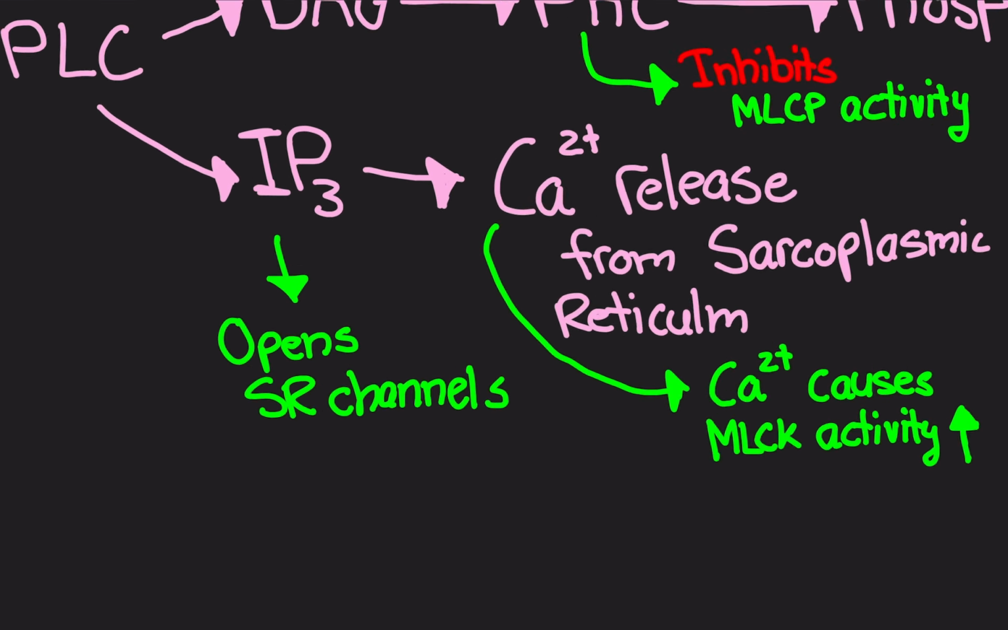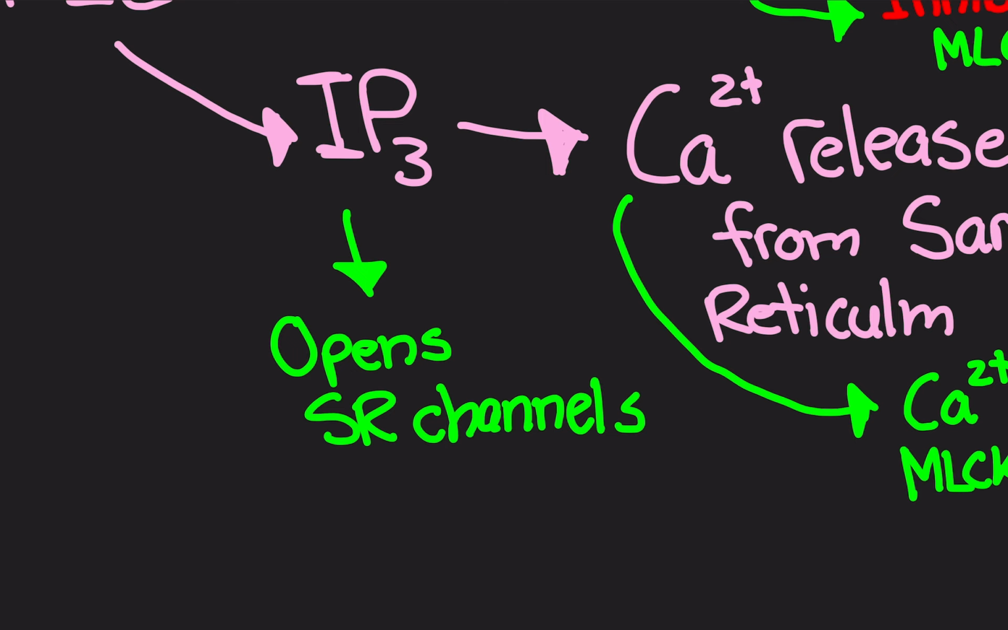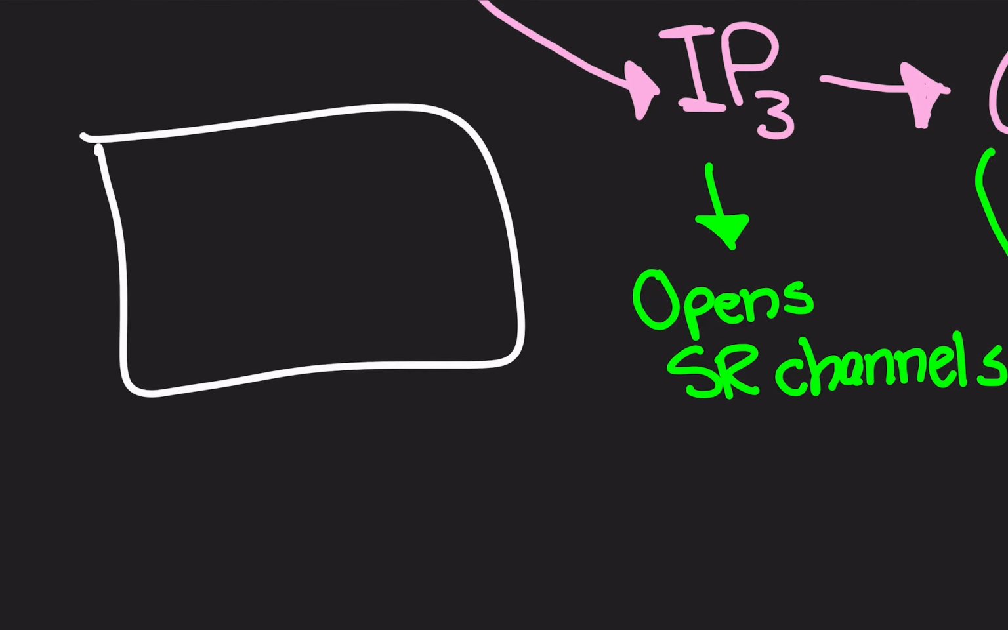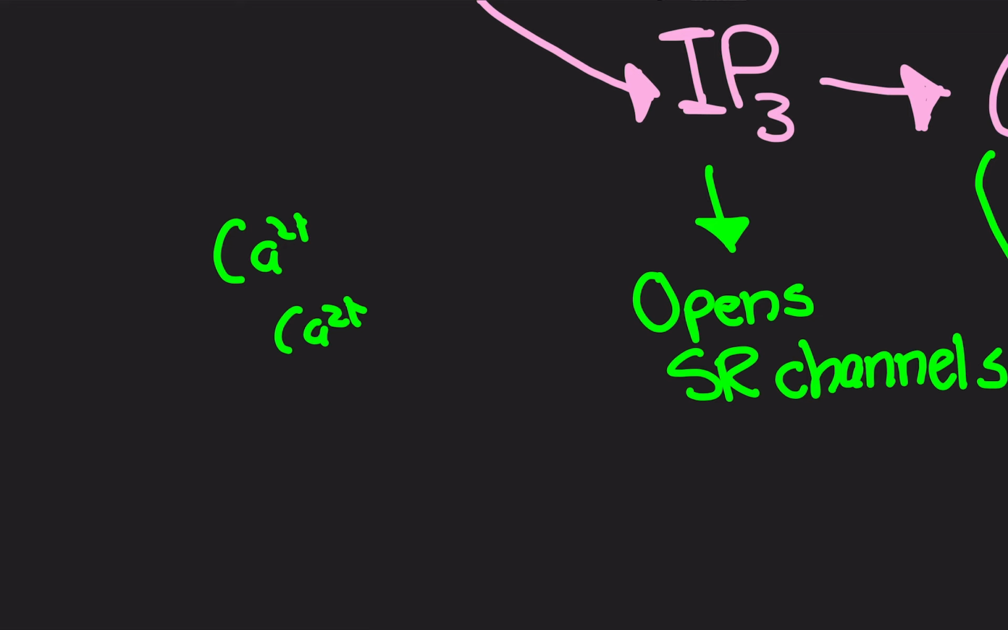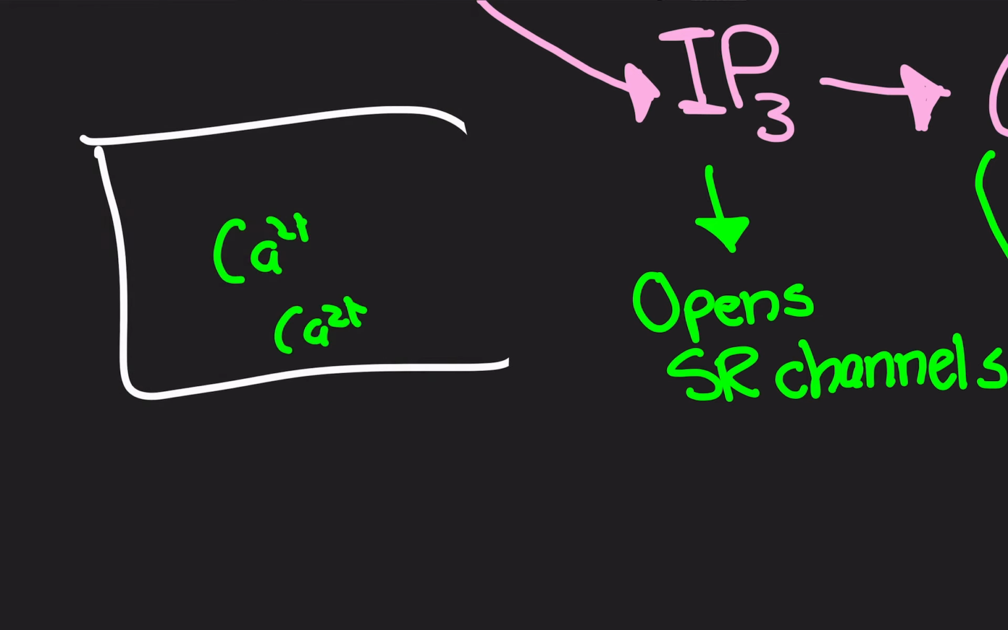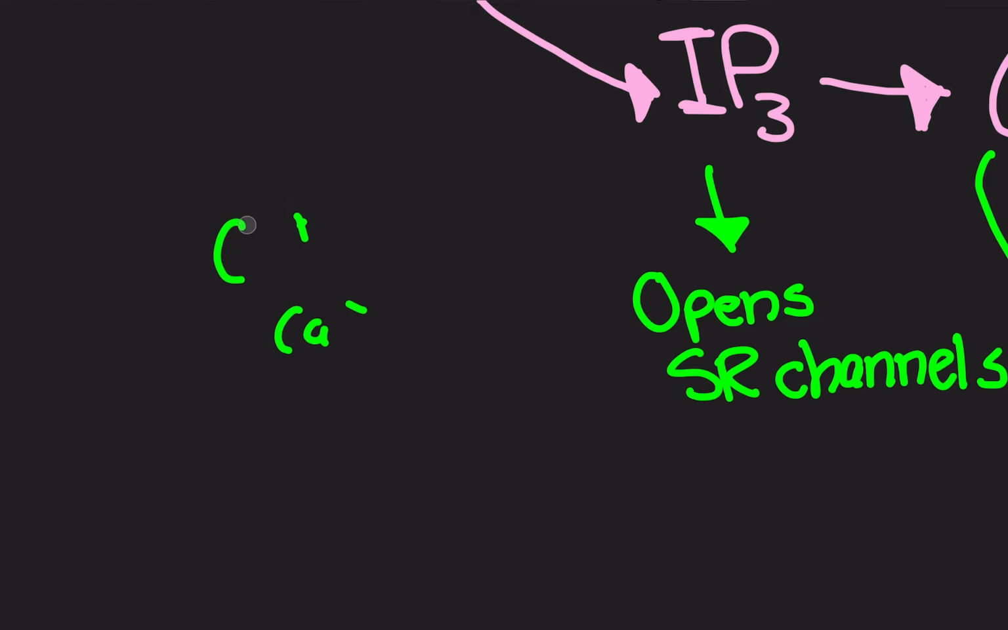So let's look at what IP3 does first. IP3 opens the channels in the sarcoplasmic reticulum, so calcium can leave. So we talked about this sarcoplasmic reticulum. We got calcium here. And when IP3 is generated or made, this basically opens up and we got calcium to really be released. Okay, that's the first thing.